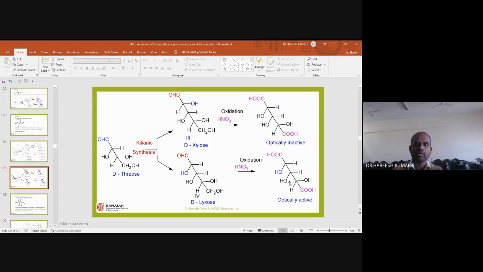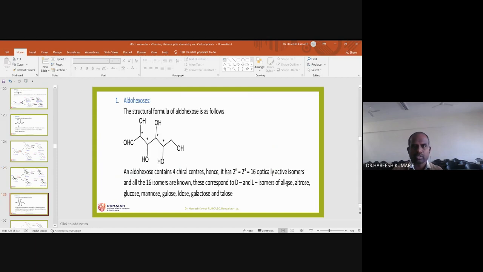Let's take one more compound. What is that? Aldohexoses. Aldo stands for aldehyde, hex means 6 carbon atoms, and ose is the suffix for carbohydrate. How many carbon atoms are there? 1, 2, 3, 4, 5, 6 carbon atoms are there. How many chiral carbon atoms are there? 1, 2, 3, 4. 4 chiral carbon atoms are there.